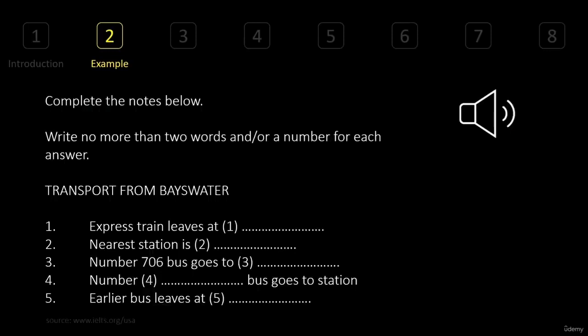What's the best way to get to the Helendale station then? Well, hang on a minute while I look into that.